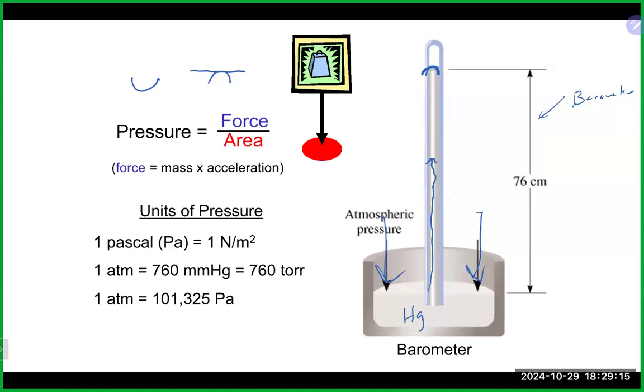Now, when we talk about pressure units, there's a few different types of pressure units. There are pascals and kilopascals, which are very common. Pascal is also 1 Newton per meter squared.